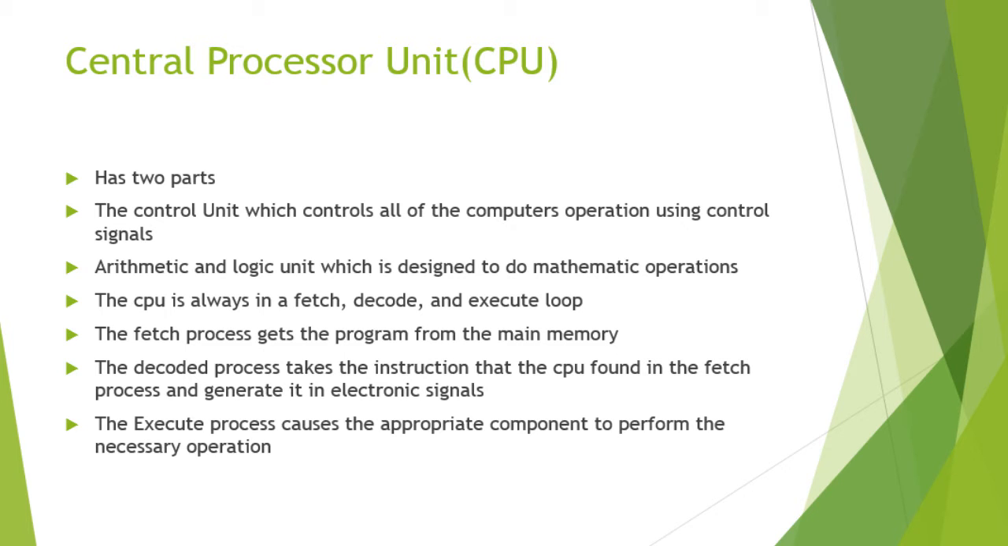The fetch process gets a program from the main memory, which is basically the RAM in your computer. After getting the program from the main memory, it decodes it and generates electronic signals. After that, the execute process takes place and sends the appropriate signals to the appropriate components, which perform their necessary tasks. That's basically what the CPU does.